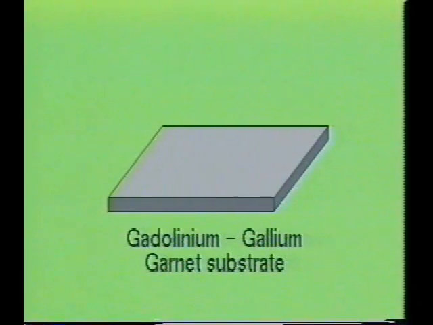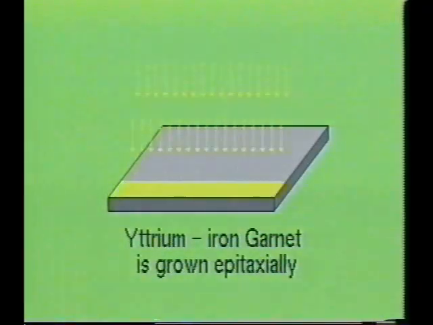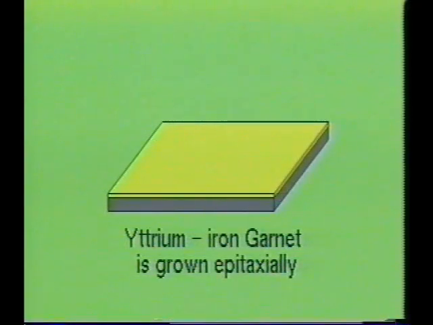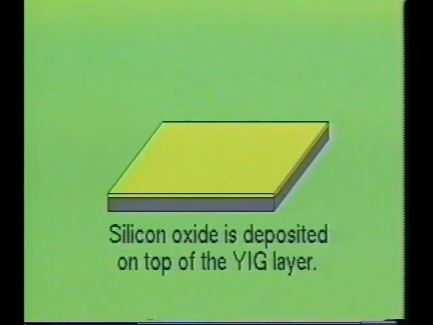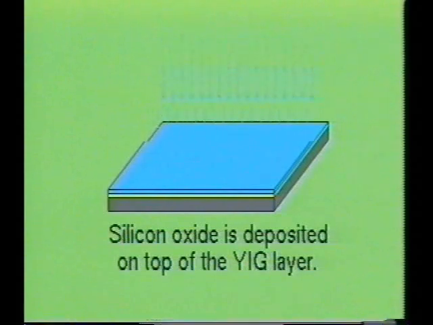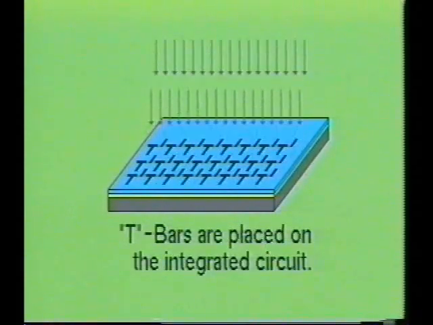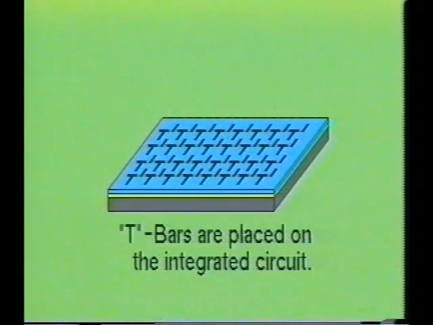First, a non-magnetic crystal substrate like gadolinium gallium garnet is placed in an oven. Then a film of magnetic material like yttrium iron garnet is grown epitaxially on the crystal substrate. Next, a thin layer of silicon oxide is deposited on top of the YIG layer. Then a pattern of permanent magnetic material is deposited on the silicon oxide.